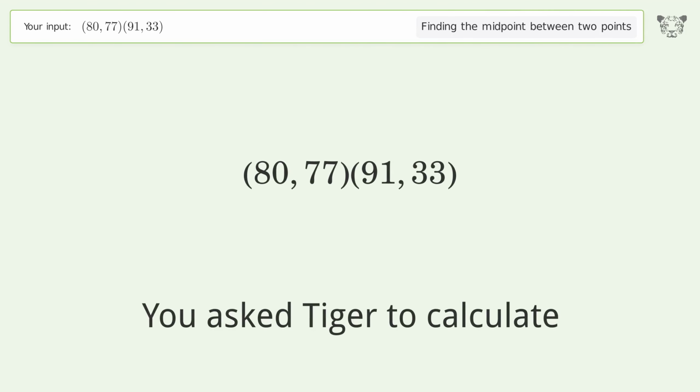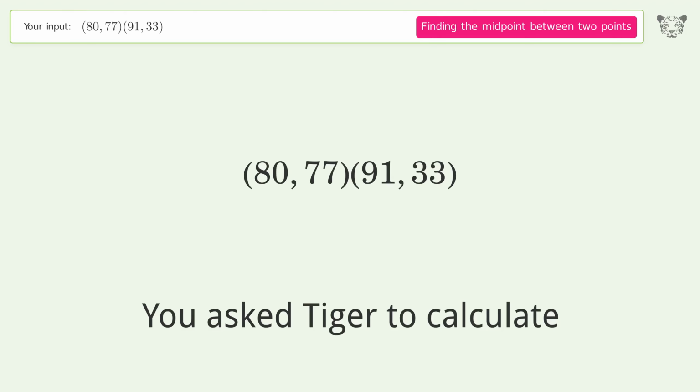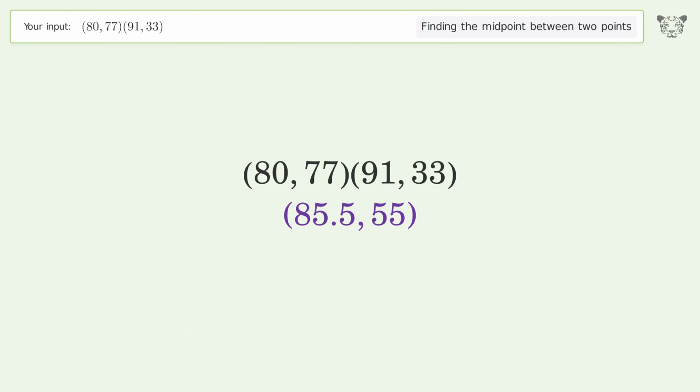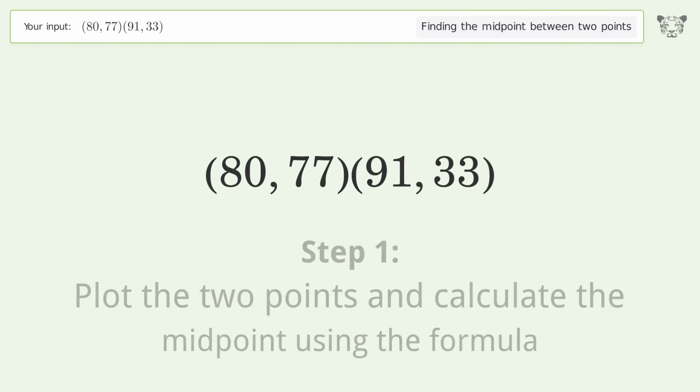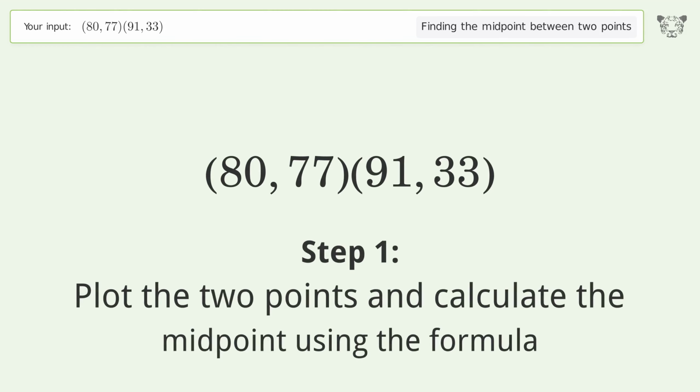You ask Tiger to calculate. This deals with finding the midpoint between 2 points. The midpoint between the 2 points is 85.5, 55. Let's solve it step by step. Plot the 2 points and calculate the midpoint using the formula.